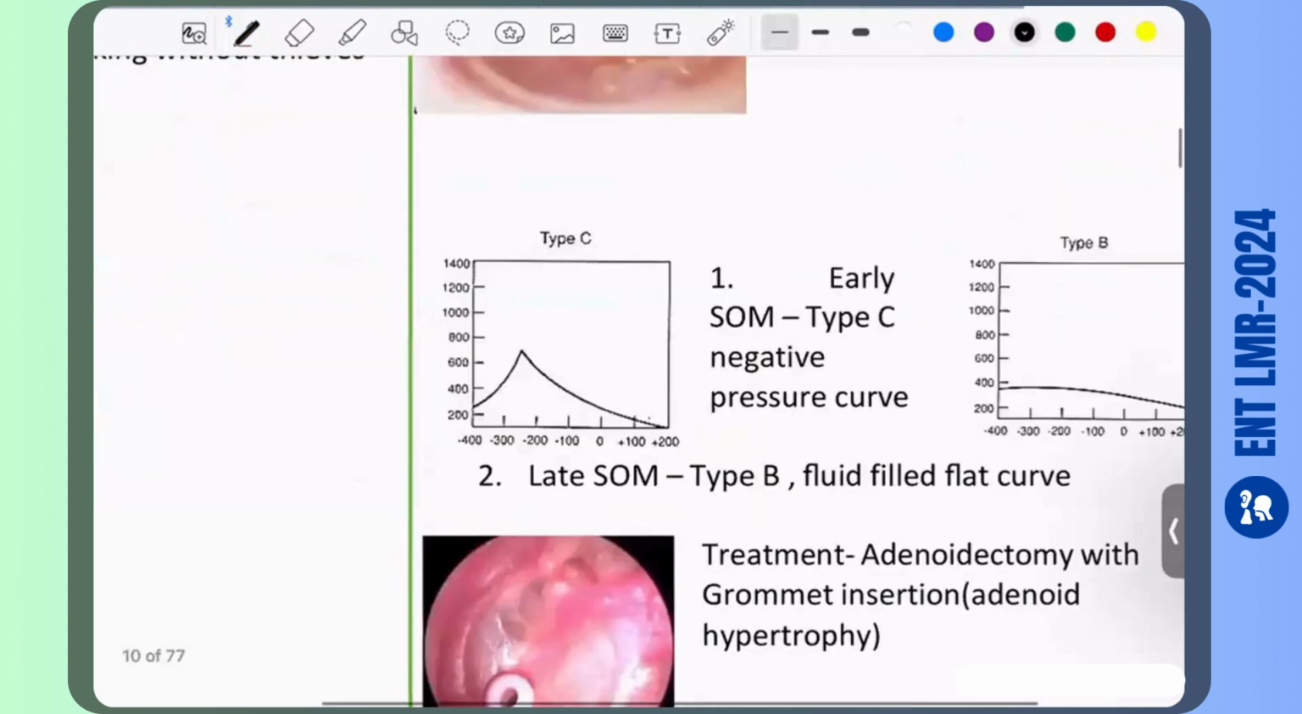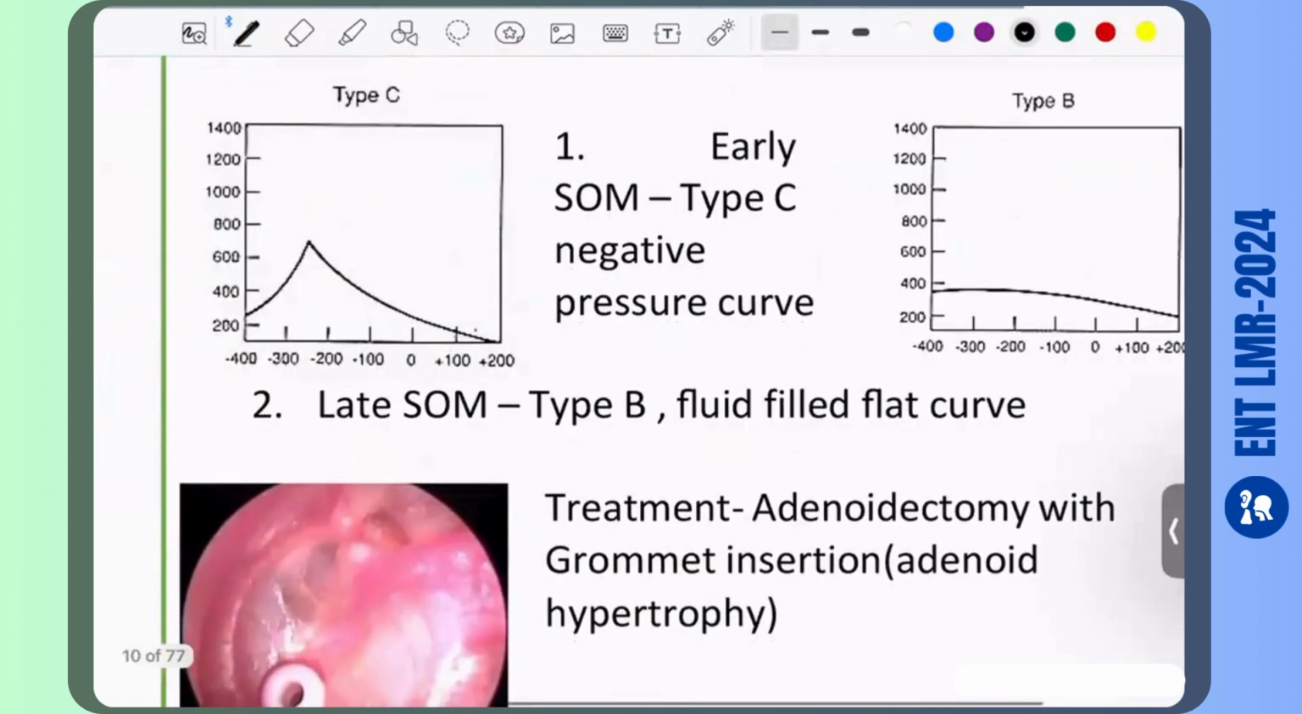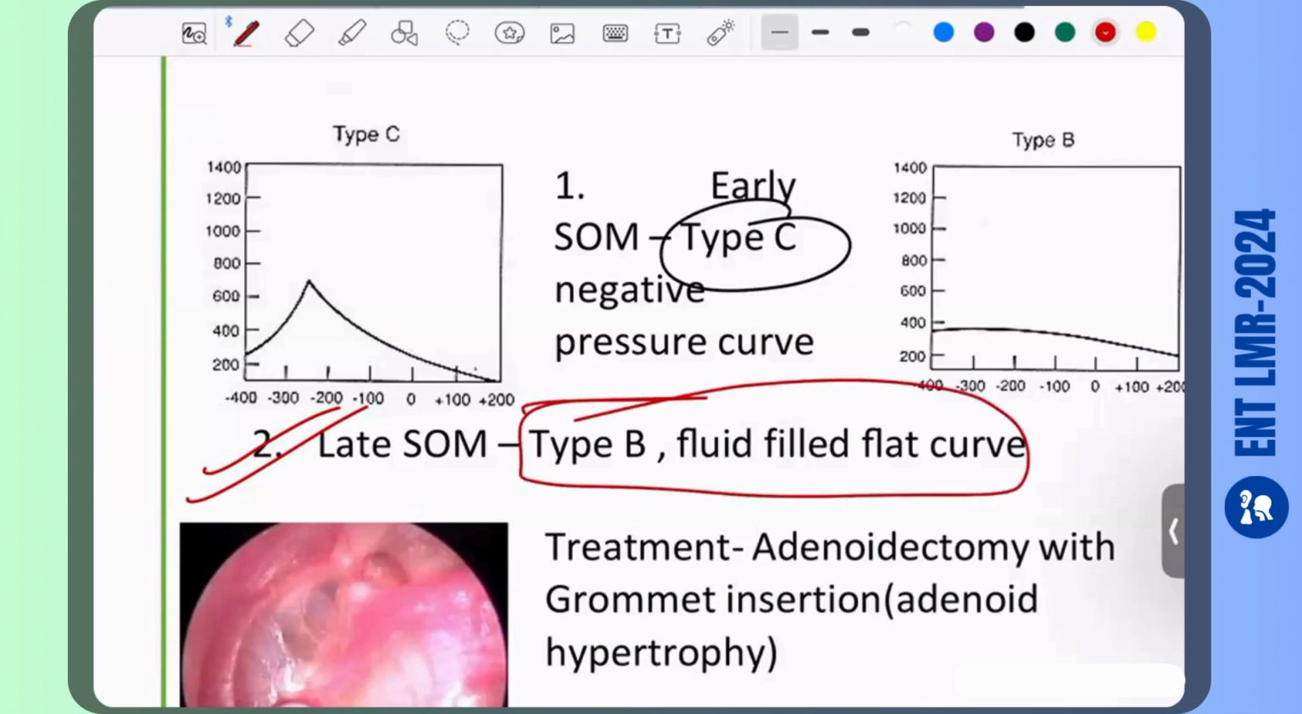What will be the impedance audiometry findings of this particular disease? If it is an early disease, there will be only eustachian tube dysfunction, type C curve. But the most important one is this: please don't confuse this. What is the impedance audiometry in serous otitis media? Type B flat curve. Late serous otitis media is a type B flat curve.